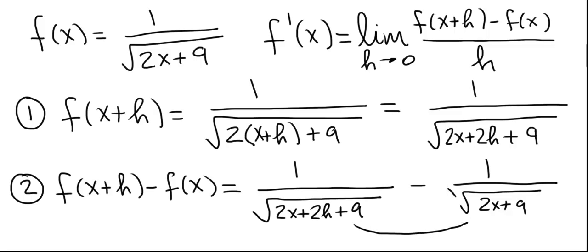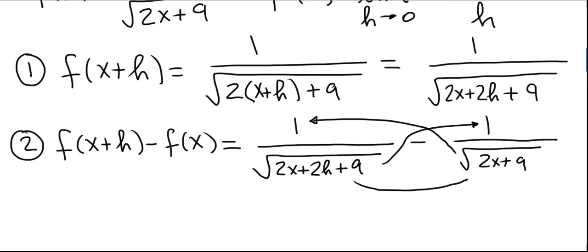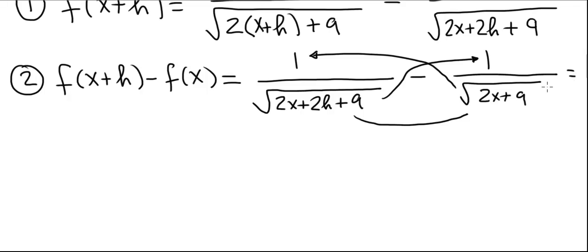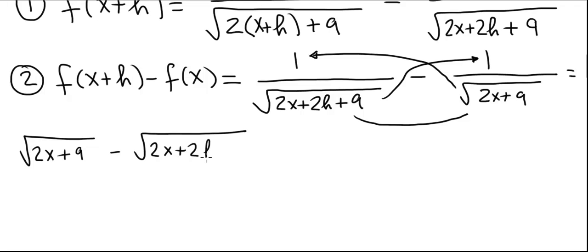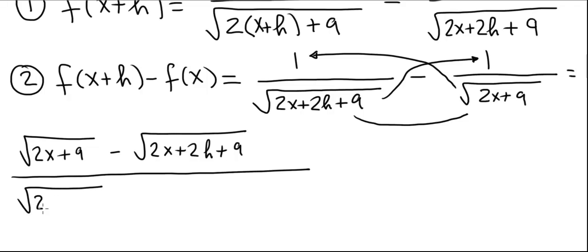To accomplish that, we'll multiply the 1 above the square root of 2x plus 2h plus 9 by square root of 2x plus 9, and we'll multiply 1 above square root of 2x plus 9 by the other radical, which is square root of 2x plus 2h plus 9. And what we get is the following. In the numerator, square root of 2x plus 9 minus square root of 2x plus 2h plus 9, and then this is divided by the product of the radicals, square root of 2x plus 2h plus 9 times square root of 2x plus 9.